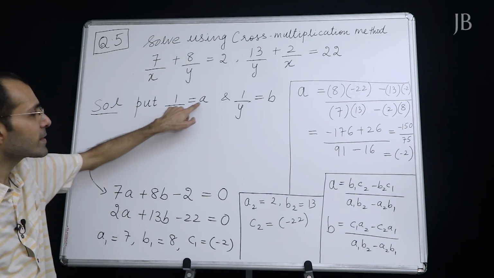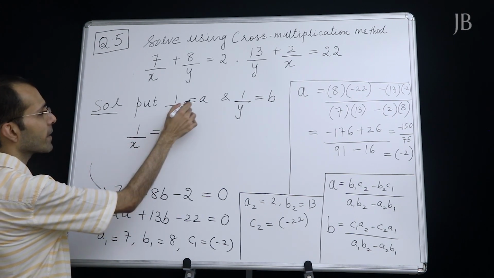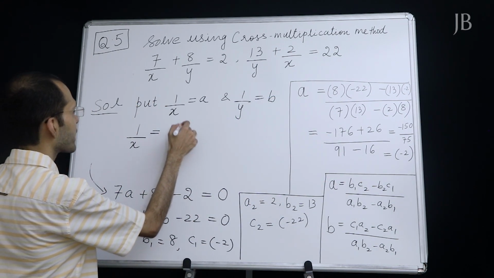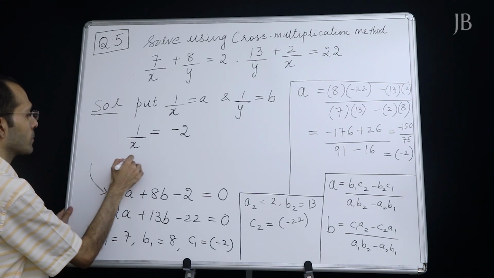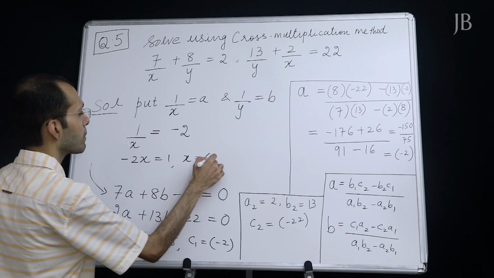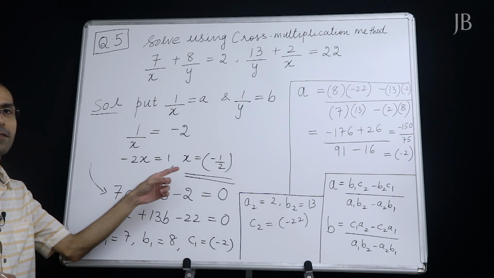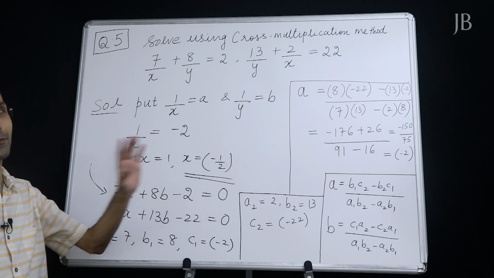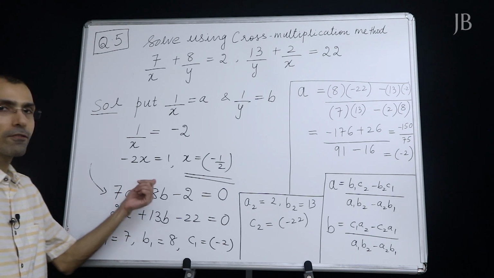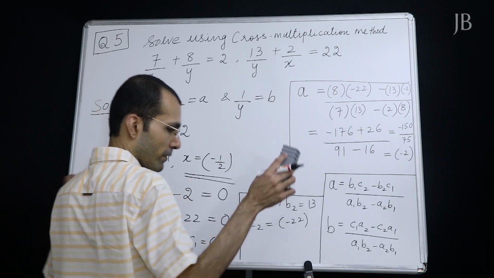Now 1 upon x is a. So we will write 1 upon x is a. What did we get a as? Minus 2. So 1 upon x will be minus 2. So minus 2x will be 1. So x will be minus half. So the value of x in the original equation is minus half. Okay. Now what we need to do? We need to work out the value of b. So x is minus half is done. Now we will work out the value of b.